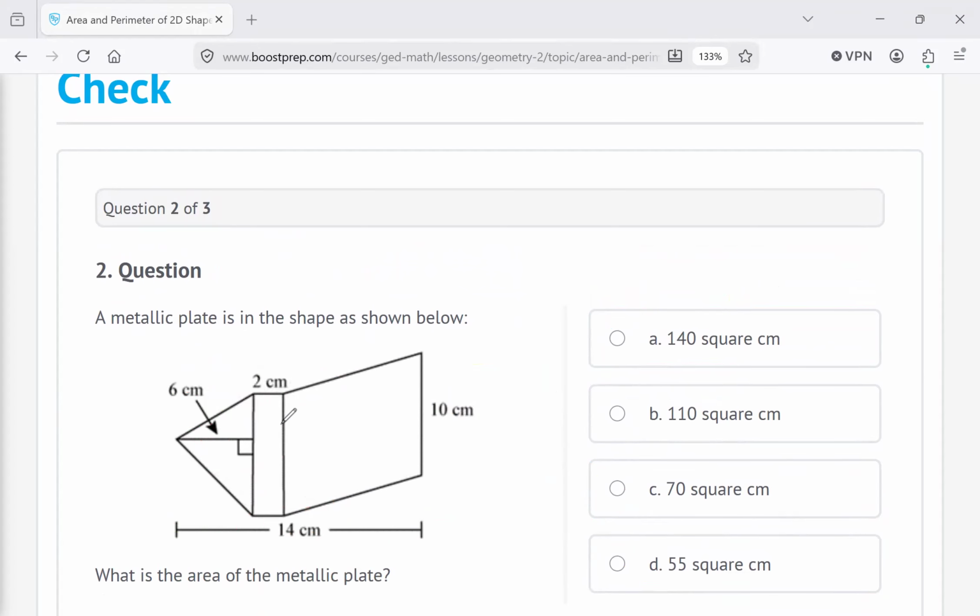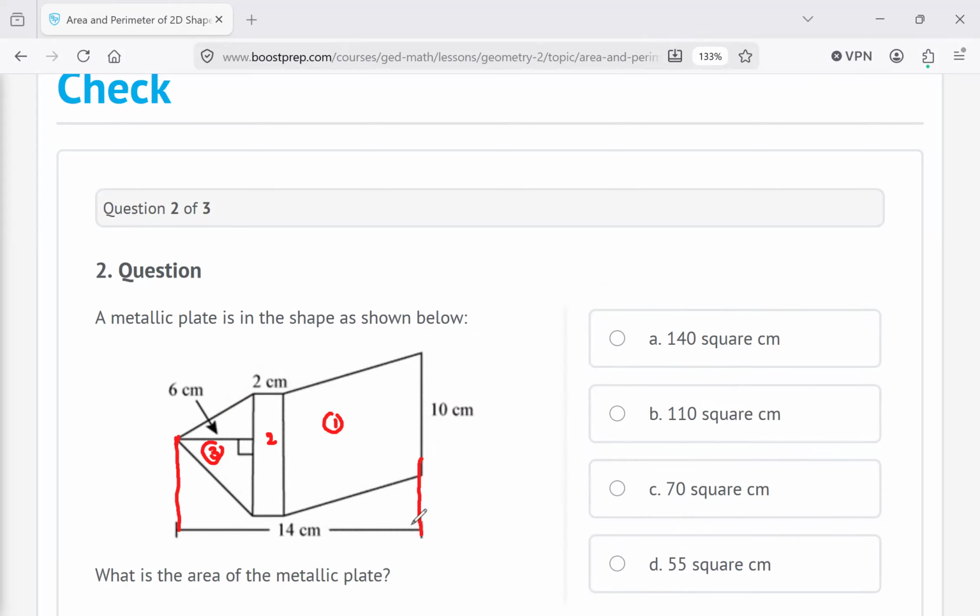Okay, question two, here they give you an image. A metallic plate is shaped as shown below. What is the area of the metallic plate? So they basically want the area of this whole thing. What you've got to do is find the area of each shape. Do you see three shapes? The parallelogram, and then the rectangle, and then the triangle. And this entire length from here to here is 14 centimeters.